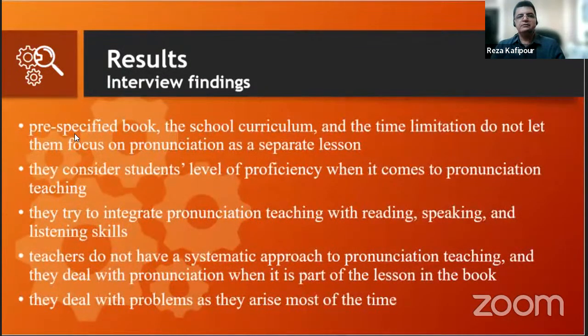As you see, pre-specified books, the school curriculum, and the time limitation do not let them focus on pronunciation as a separate lesson. So there are some barriers or obstacles in teaching of pronunciation based on perceptions of instructors. One of them, pre-specified books that normally ignore teaching pronunciation; the other one, school curriculum that does not pay enough attention to the teaching of pronunciation; and the other one, class time limitation.